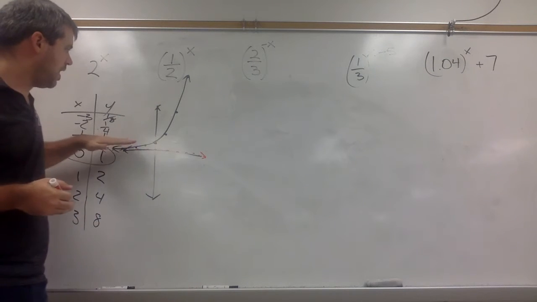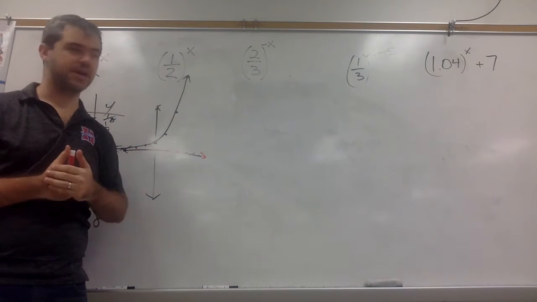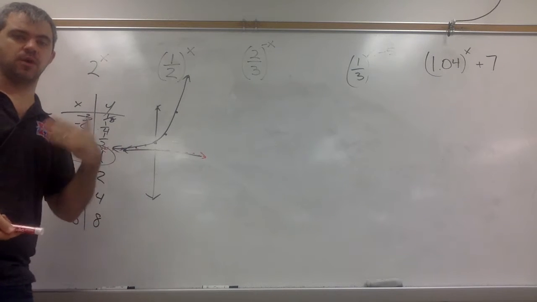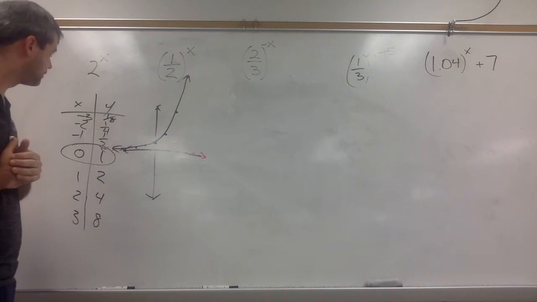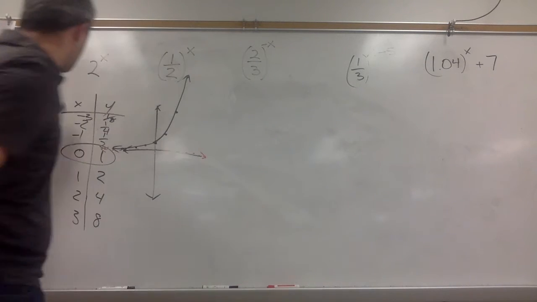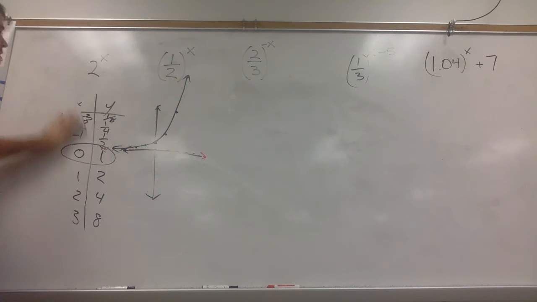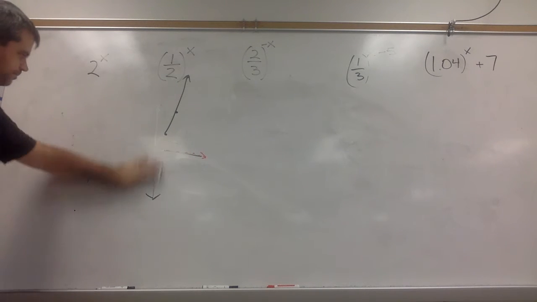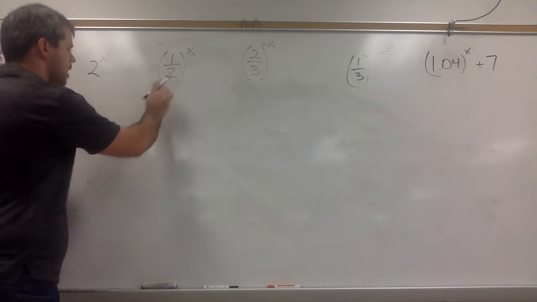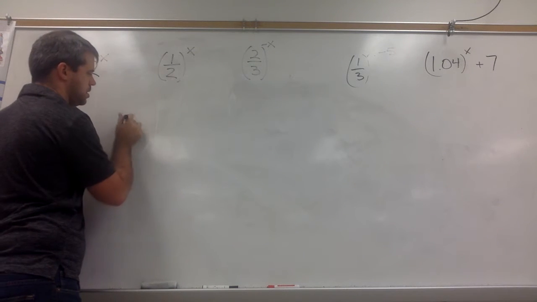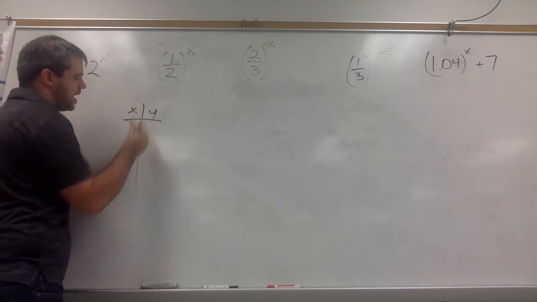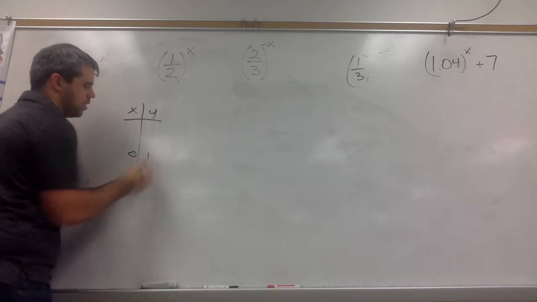Now, this is what we call exponential growth, okay? As you multiply by 2, it's going to grow and grow and grow and grow, all right? So there's 2 to the x. So what about 1/2 to the x? x, y. Again, if I do to the 0th power, I get 1.